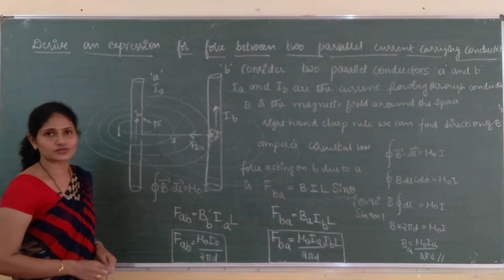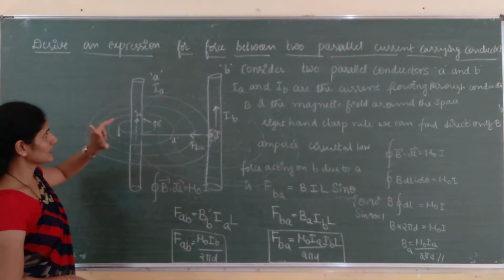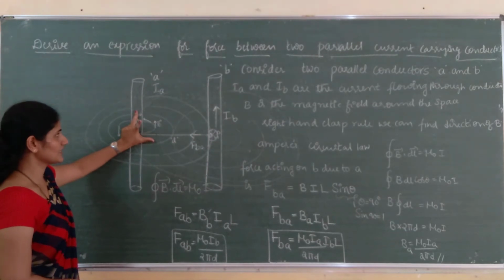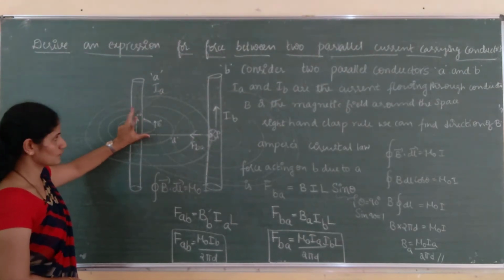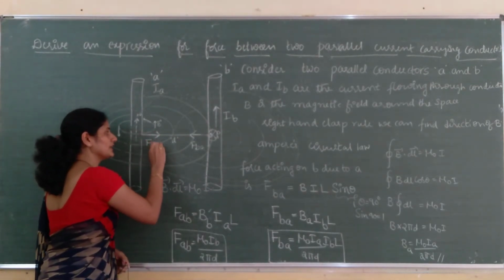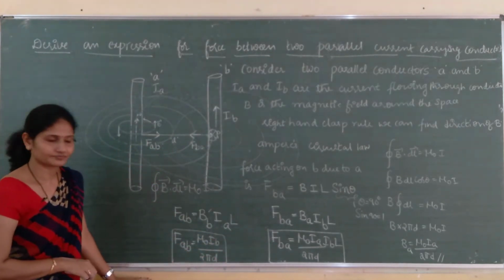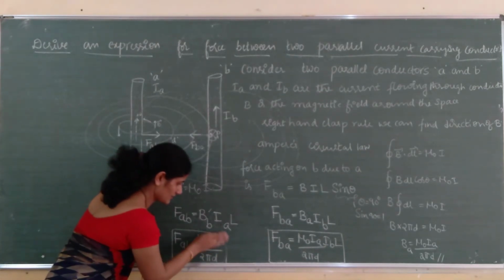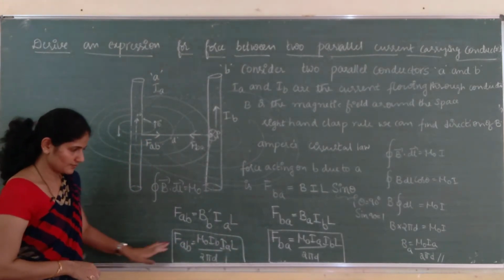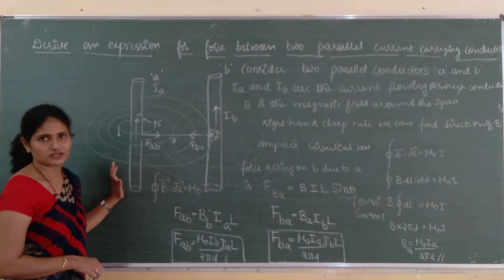What is the direction of force? At this point, the magnetic field is coming out of the plane, and the current is flowing in this direction; they are perpendicular to each other. Then what is the direction of force? The direction of force is like this. So, this is the direction of force on A by B. In terms of magnitude, they are equal, into I_A L, but in terms of direction, they are opposite.